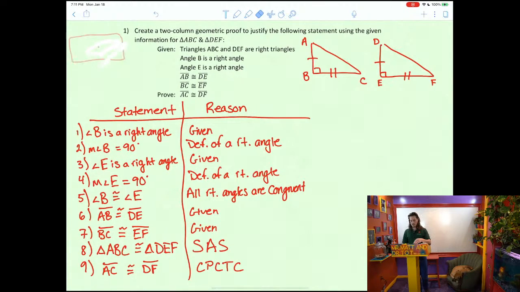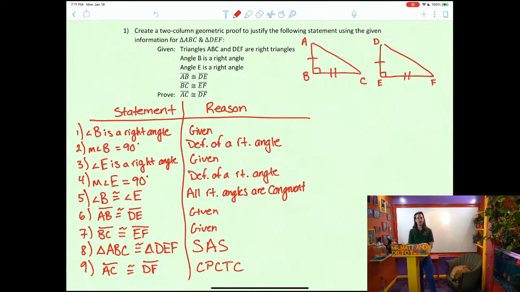Okay, so looking at number 1, first we could start by drawing a diagram. That always helps if they don't provide one. So we're talking about two right triangles, ABC and DEF. Then they tell us that angle B and E are the right angles, so I labeled those appropriately. And then they say line segments AB and DE are congruent, so I have one hash mark to represent their congruency. And then they say that line segments BC and EF are congruent, so I have a double hash mark to represent their congruency.